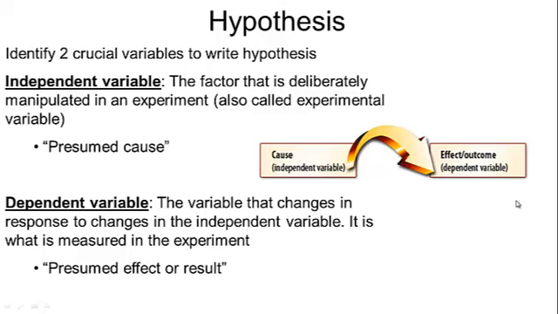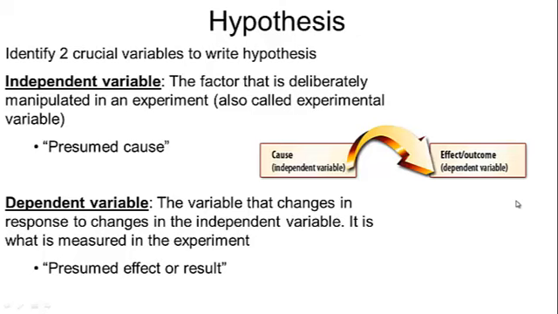You can think of the independent variable as the presumed cause. The dependent variable depends on the independent variable. You can think of that as the response, or the presumed effect or the result of the independent variable. So in this graphic on the right, cause is the independent variable, and the effect or outcome, or sometimes thought of as the result, is your dependent variable. Your hypothesis is usually written as: if independent variable, then dependent variable.